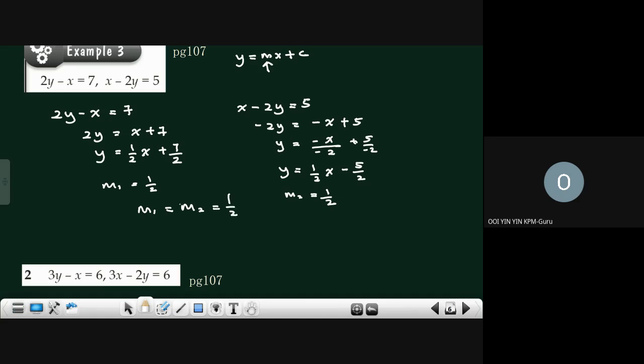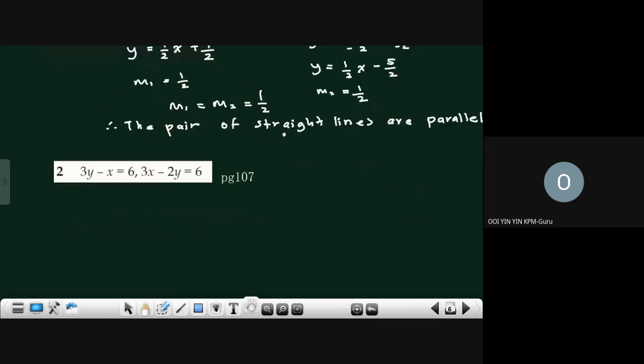Then we can write like this: the pair of straight lines are parallel. Done. That's it. They want you to show how to determine whether lines are parallel or not. Just find the gradients and compare them. If the gradients are the same, they are parallel. If the gradients are not the same, they are not parallel. That's all.